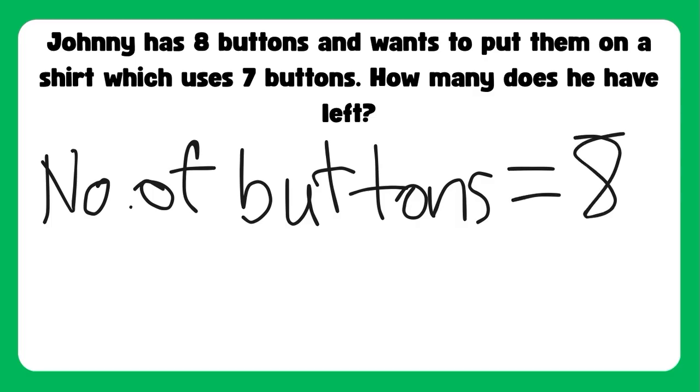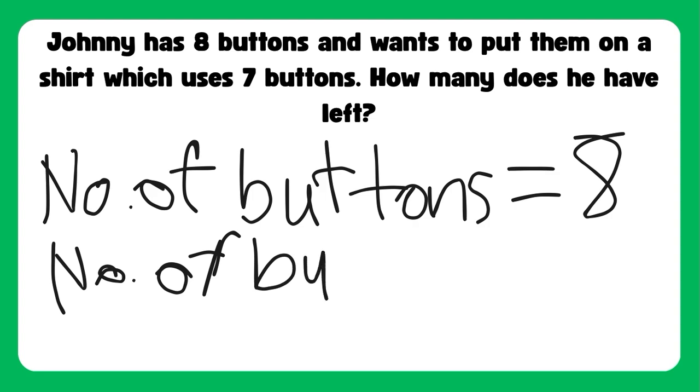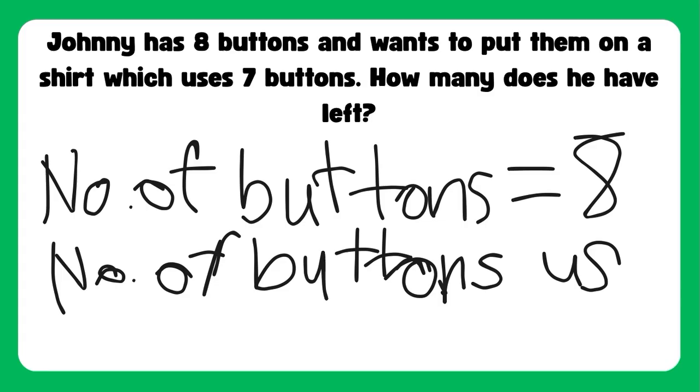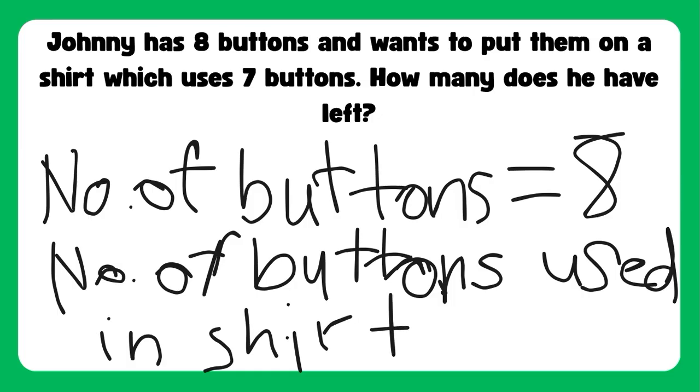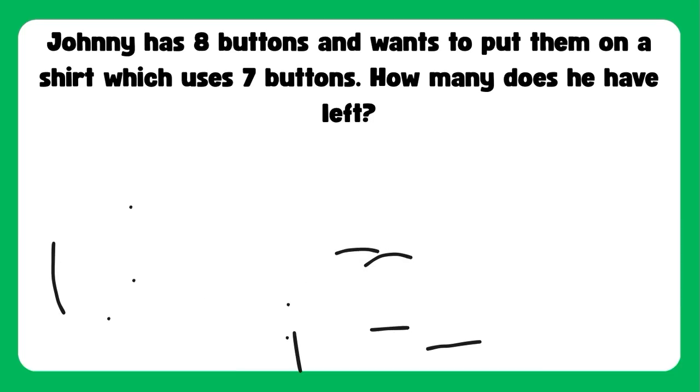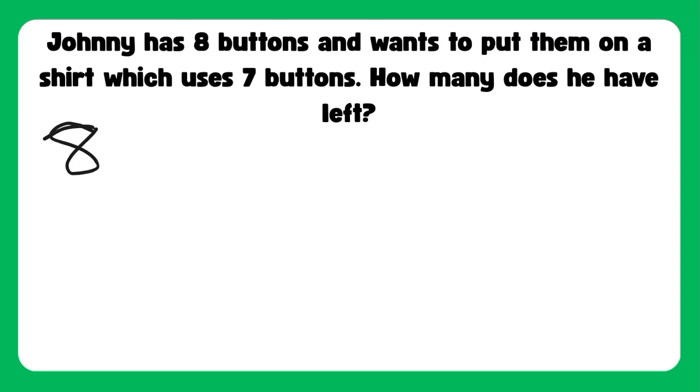Now, number of buttons used in shirt, okay? So we are going to write how many buttons he uses in the shirt, which is 7. Now I don't have space, I'm going to erase all that. So now we have written how many buttons he has, which is 8, and how many buttons he's using, which is 7. And we have to find how much is remaining.